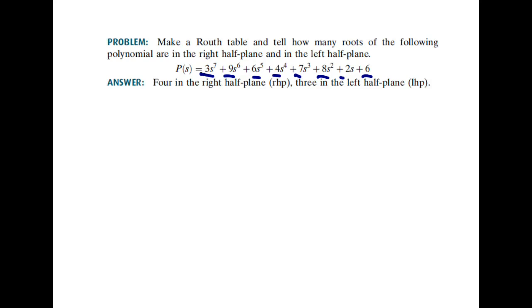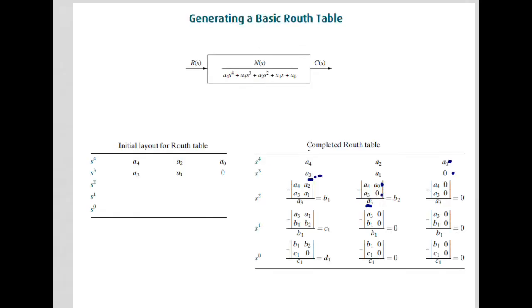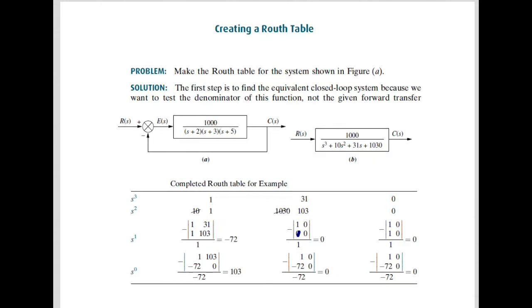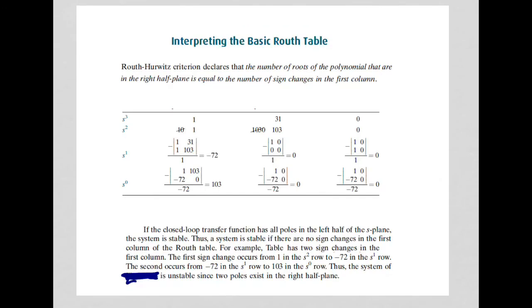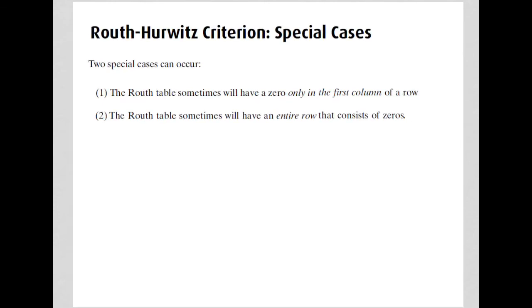Now in this lecture, we have discussed the Routh-Hurwitz criterion, the basics of how to make a Routh table and how the analysis can be done for the simple case. That is how we have generated that table, how we analyze that table, and how we interpret that table. In the next module we will discuss the special cases of the Routh-Hurwitz criterion. There are two special cases: the Routh table sometimes has a 0 only in the first column of a row, and sometimes it has an entire row that consists of 0. In the next module we will discuss how we deal with those cases.